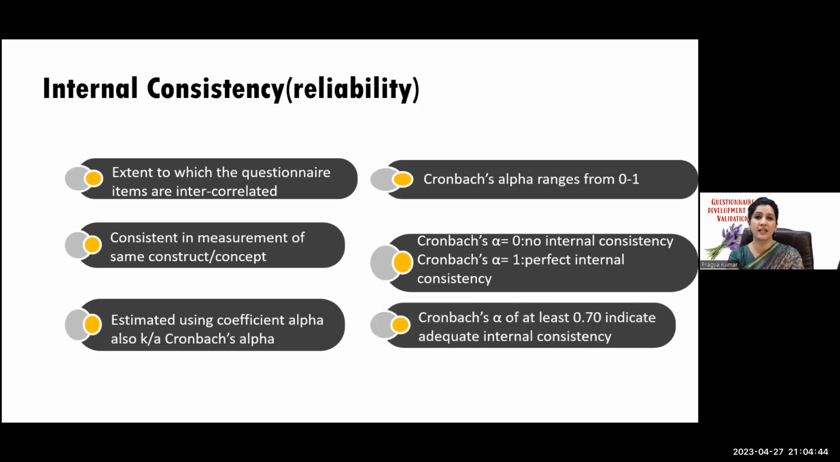But every scale should have a minimum Cronbach alpha of 0.7. Now, what do we mean by this 0.7? 0.7 means 70% of the item is reflecting the underlying construct, and the rest 30% is due to error. Remember, we discussed yesterday also, in the reflective scale, there is a construct which is a latent variable, then there are items, and then there is an error.